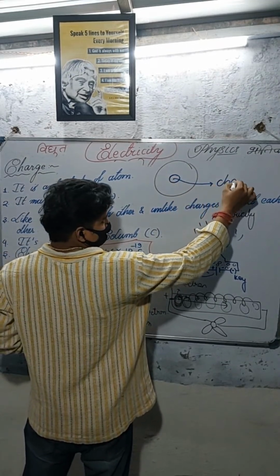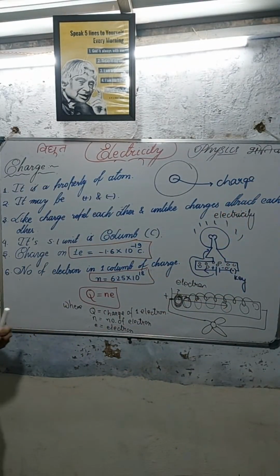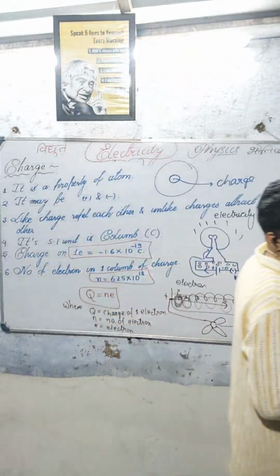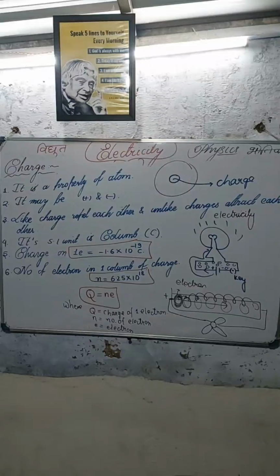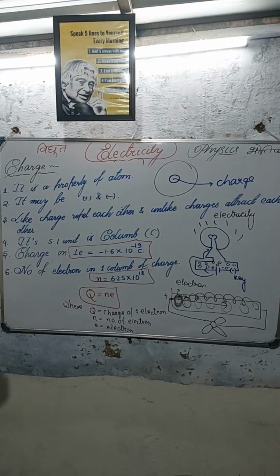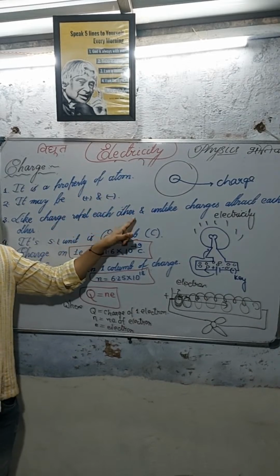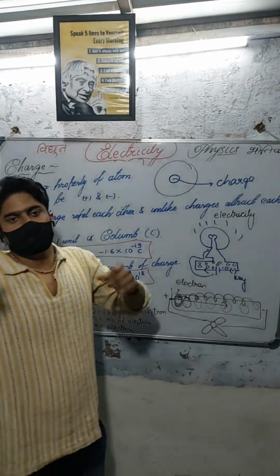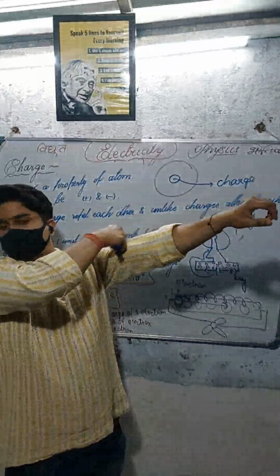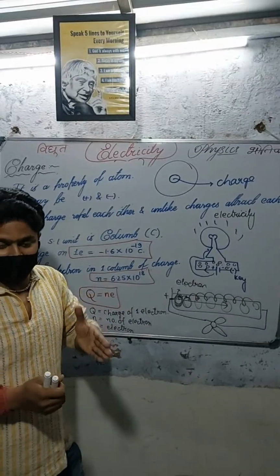This is in what? Charge. This is in charge. So which is greater? Electron is greater, charge is greater. Electron is larger than the charge. Why, sir? Prove it. You see. Bro, charge is a property of an atom. According to all of you, which is greater? Charge is greater, atom is greater, electron is greater.